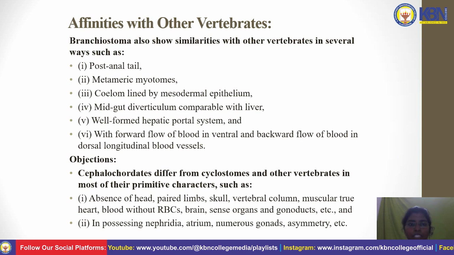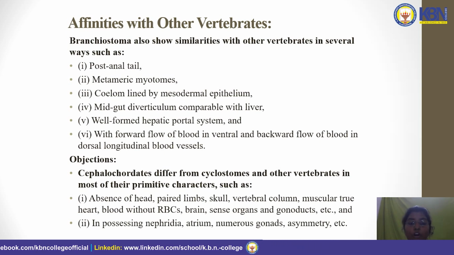Next, affinities with other vertebrates. Branchiostoma also shows similarities with other vertebrates in several ways, such as post-anal tail, metameric myotomes, coelom lined by mesodermic epithelium, midgut diverticulum comparable with liver, well-formed hepatic portal system, and with forward flow of blood in ventral and backward flow of blood in dorsal longitudinal blood vessels.